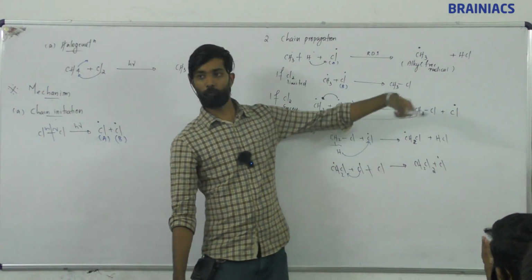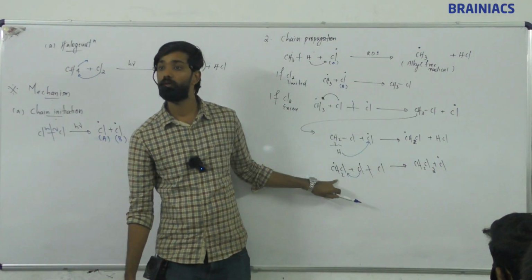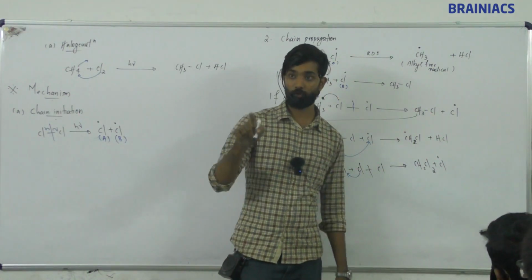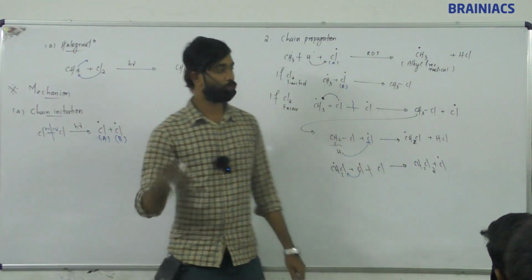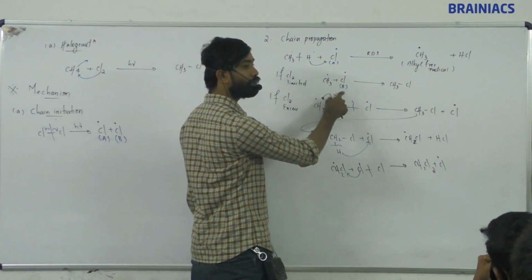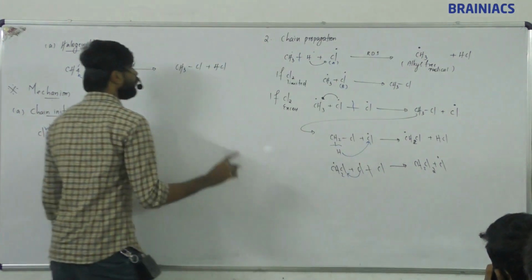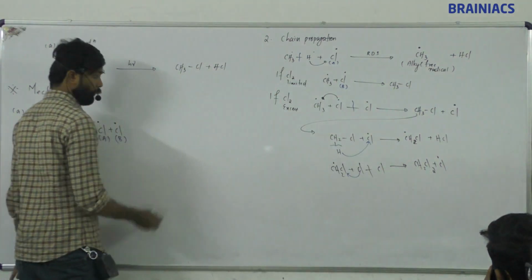It may propagate till all hydrogens are replaced by chlorine, if and only if chlorine is in excess. If the chlorine is limited, the reaction stops after Cl B. This is the step we call propagation.